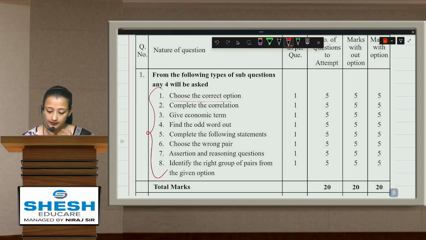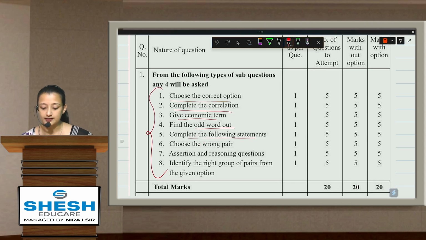MCQs. There is complete the correlation. We know that we've done complete the correlation questions. Two and two pairs are given, and you have to complete which is the correct correlator. Give economic term. There will be a statement to which you have to give the correct economic term for it. Odd word out. There will be a list of words. You have to find the odd word out.